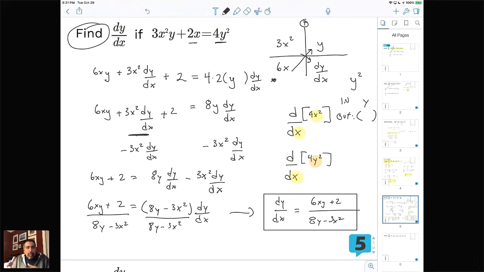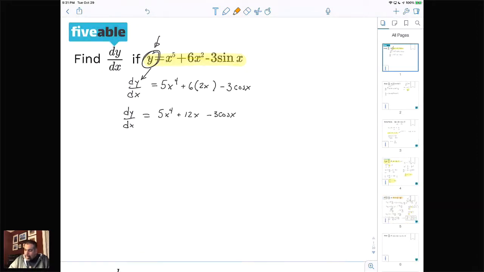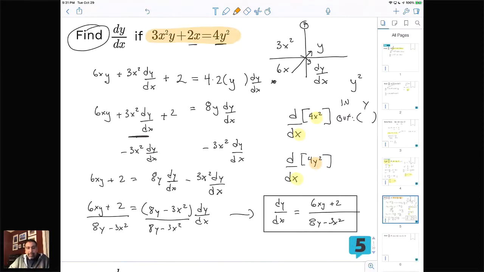Does anyone realize why that is the case here? What's the difference between, let's say, this example that I'm asking you to take the derivative of, this 3x squared y plus 2x equals 4y squared, and just going back to one of the earlier ones, this x to the fifth plus 6x squared minus 3 sine x? What is the difference between them structurally? Why do I need to come up with this implicit derivative? Because one of our goals for this evening was understanding why we needed implicit derivatives. So if anybody has any thoughts about that, any comments, put it out in the chat.